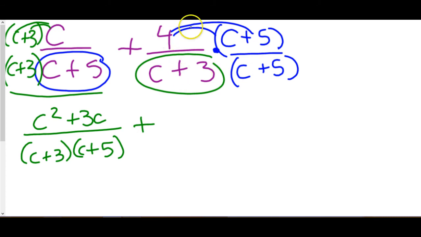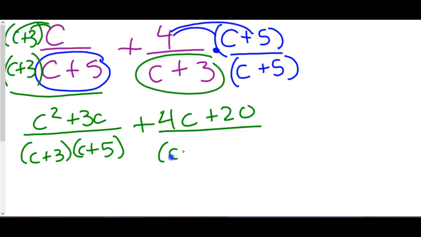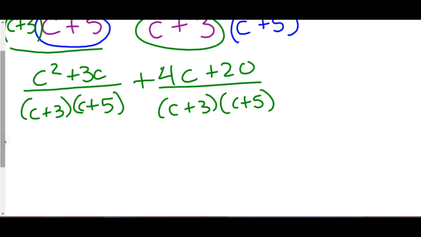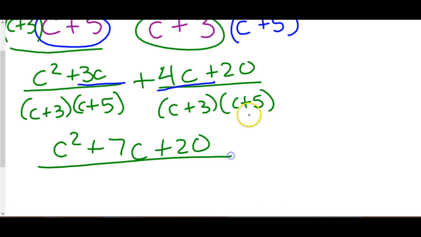Over here, we distribute our 4 in. We have 4c plus 20. We get c plus 3 times c plus 5 on the bottom still. Now we can add any like terms on the top. There is only one set of like terms right now, and that's 3c and 4c. They both have the letter c. The reason c squared is not included is because it has the exponent of 2. So we would have c squared plus 3c plus 4c is 7c plus 20, and we leave the bottom alone, c plus 3 times c plus 5.